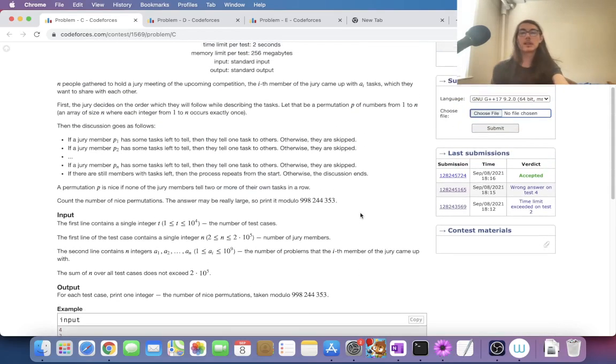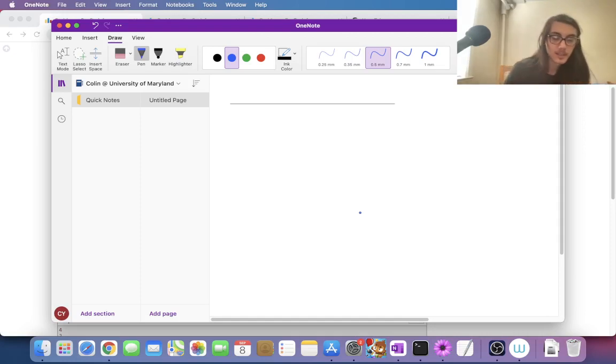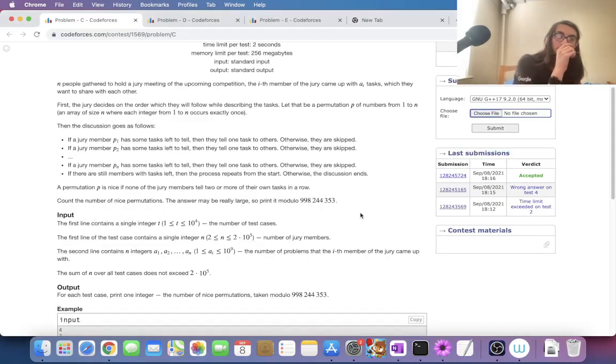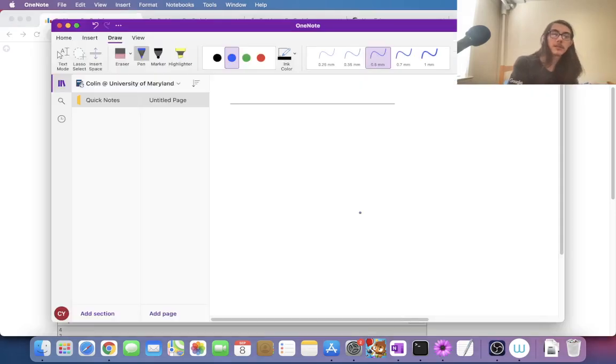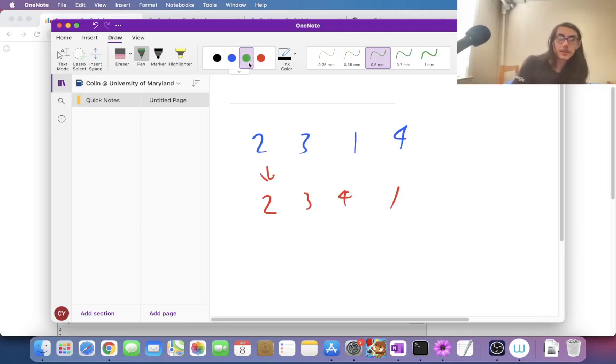Next part, we are counting certain permutations. So we have a list of people. Each person has a number, and we're going to go through these people in order. Say we have 2, 3, 1, 4. This is our order. We can reorder these people however we want, so for example, 2, 3, 4, 1. I can do that. And then we're going to go through the process.